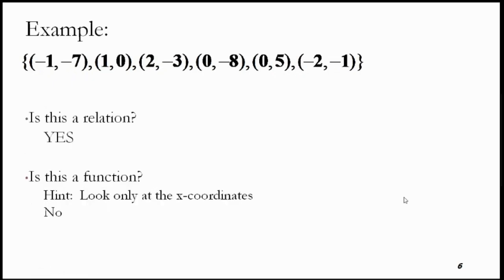Coming to another example: (-1, -7), (1, 0), (2, -3), (0, -8), (0, 5), (-2, -1). Is it a function or a relation? It is a relation, but not a function. The reason is that 0 has appeared two times in the x section, so that is the reason it is not a function.